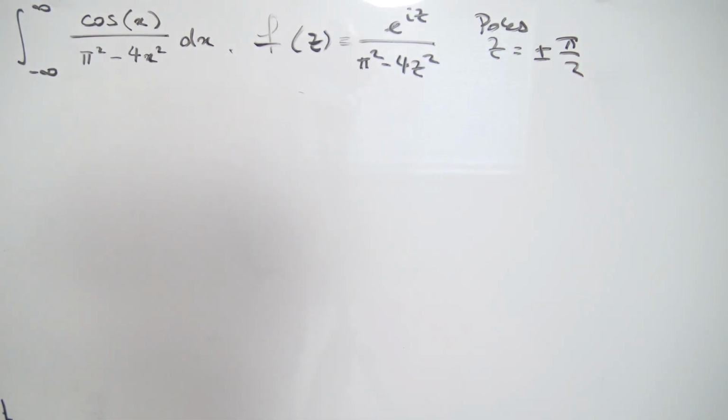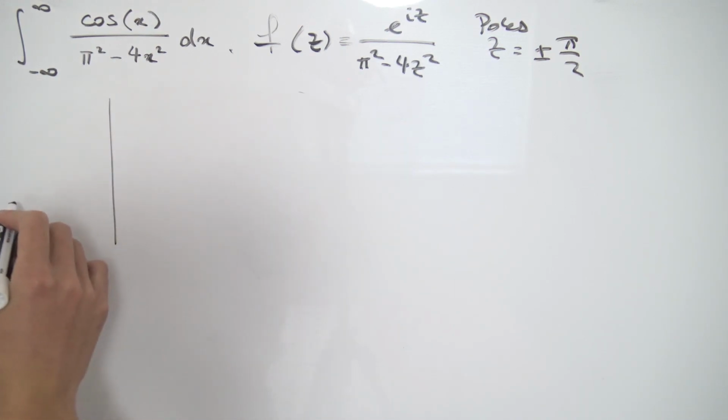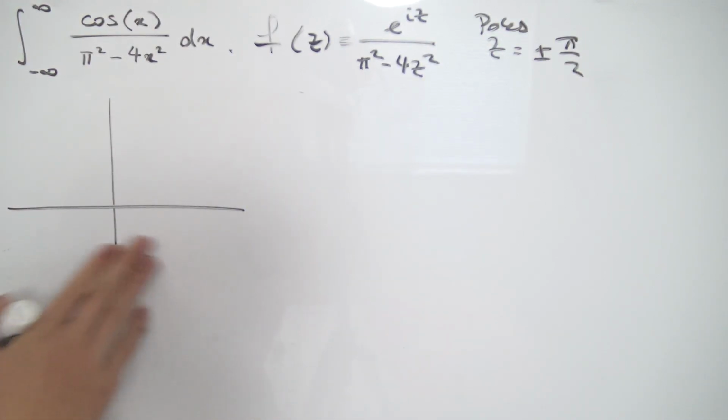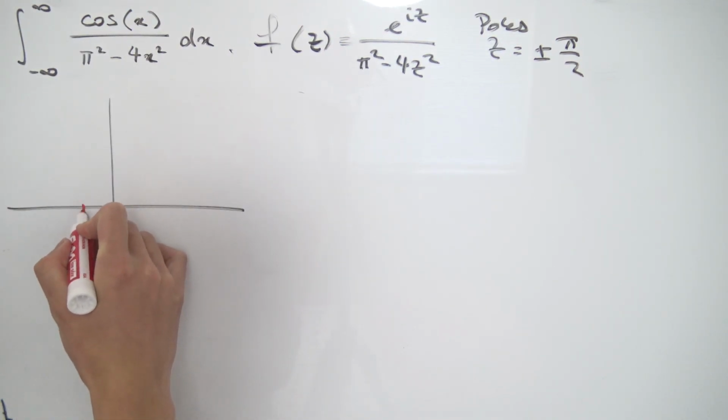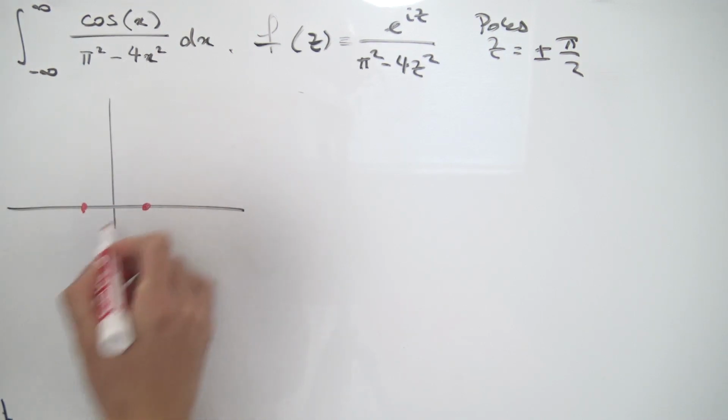So now we have our poles figured out. Let's figure out what contour we should use. If we take a look at the complex plane like so, we're just going to take a look at the upper half for now. Where are our poles? Well, I'll mark them in red right here. Our poles are at minus pi on 2 as well as pi on 2.